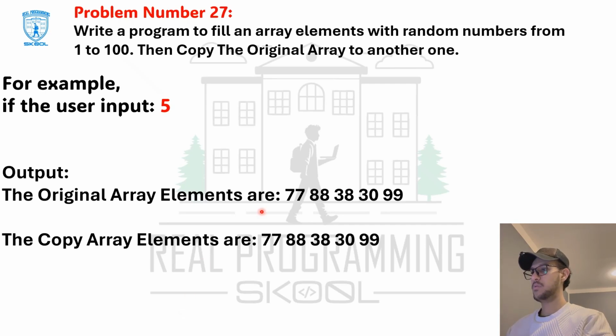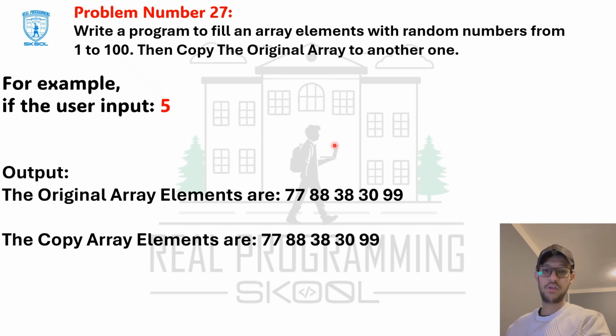Today we're going to have problem number 27. Write a program to fill in array elements with random numbers from 1 to 100, then copy the original array to another one. For example, if the user inputs 5, the output should be: the original array elements are these numbers, and after we copy these numbers to another array, which is the copy array, the copy array elements are the same numbers, because we copy these original array elements to the copy array elements variable.